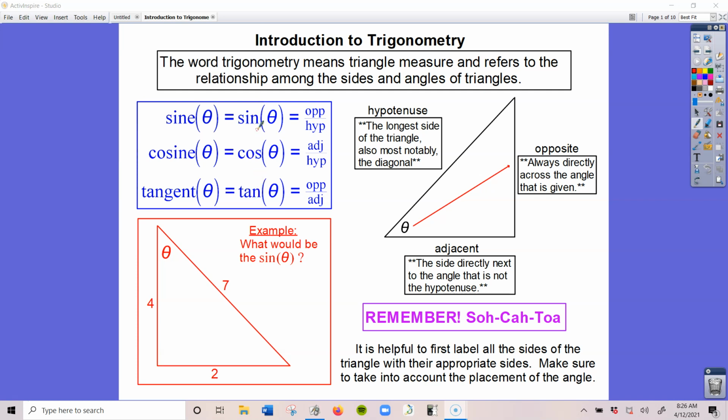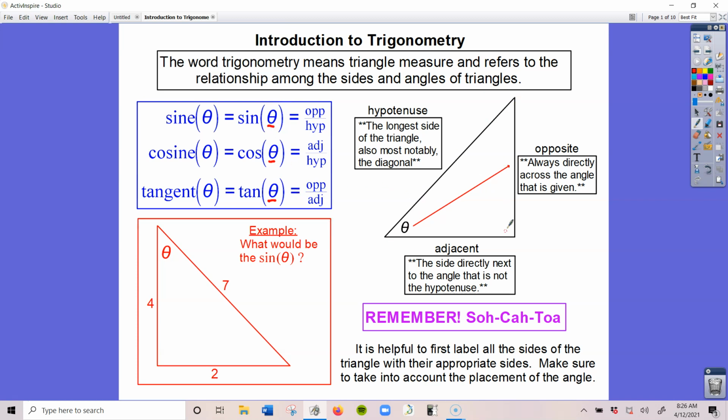Now sine is the ratio of the sides, the opposite side over the hypotenuse. Cosine is the ratio of the adjacent side over the hypotenuse. And tangent is equal to the ratio of the opposite side to the adjacent side. Now how do you figure out what side is what? First of all, it all depends on the angle that is given and defined.